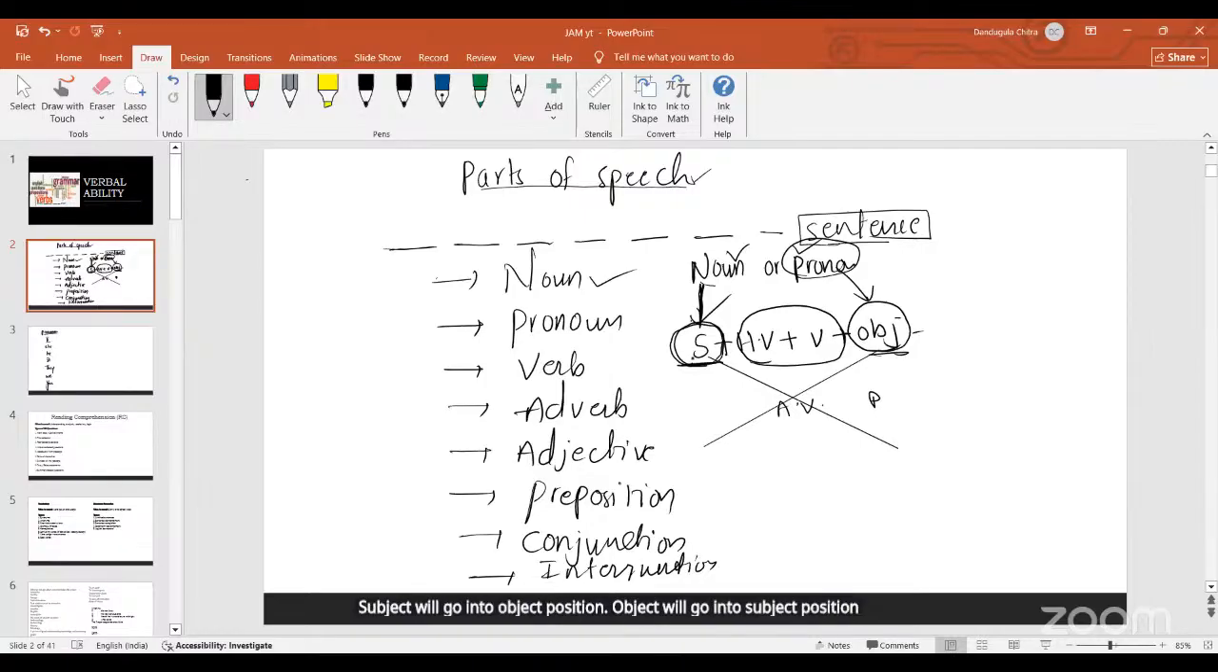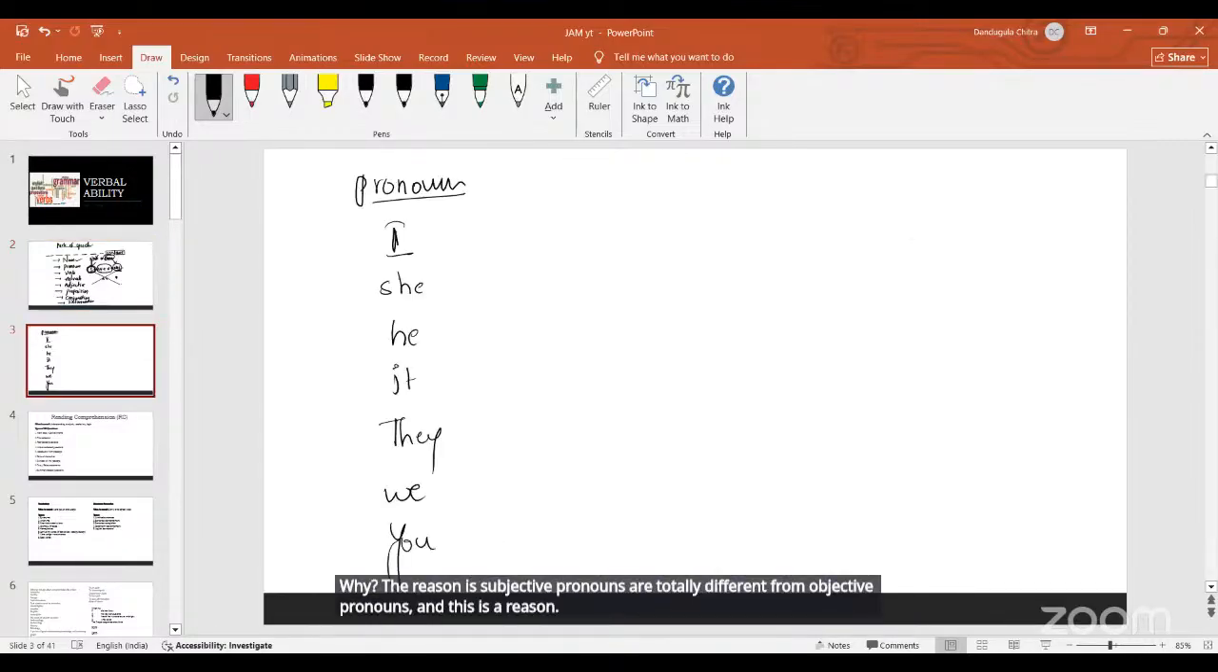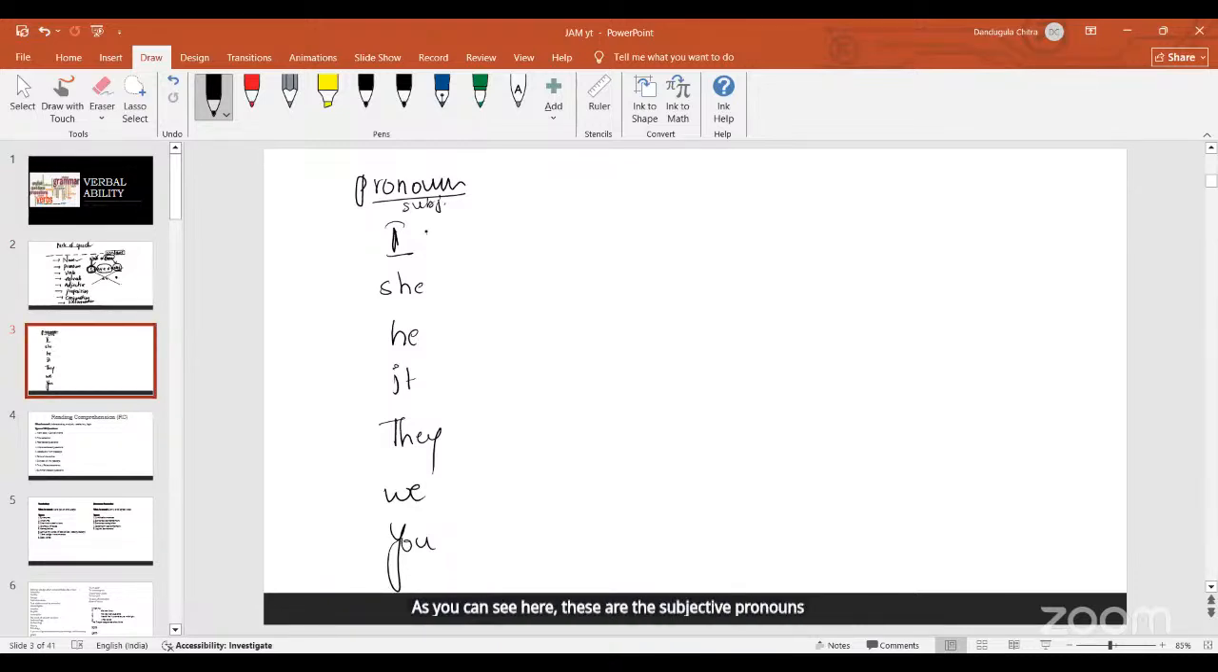During that time, if there is a pronoun in the subject and it moves to the object position, that will not remain the same pronoun. Why? The reason is subjective pronouns are totally different from objective pronouns. As you can see here, these are the subjective pronouns. And when we turn these subjective pronouns into objective pronouns, they change into different things.